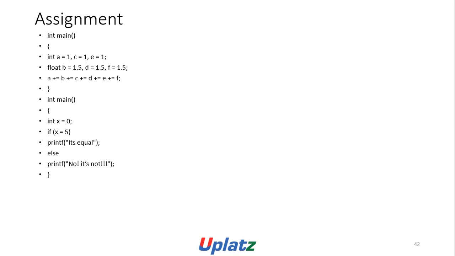Assignment: int main, int a = 1, b = 1, c = 1, e = 1; float b = 1.5, d = 1.5, f = 1.5. a += b += c += b += e += f. Another example: int main, int x = 0; if x is equal to 5, print it's equal, else it is not.